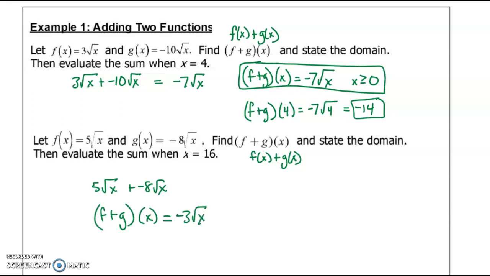Now the domain, once again, because it's a square root, x has to be greater than or equal to 0. And then when they want to know what the sum is when x is 16, you can show it like this, f plus g of 16. You just plug in 16 wherever you see x on the new function, and you get, let's see, negative 3 times 4 is negative 12.